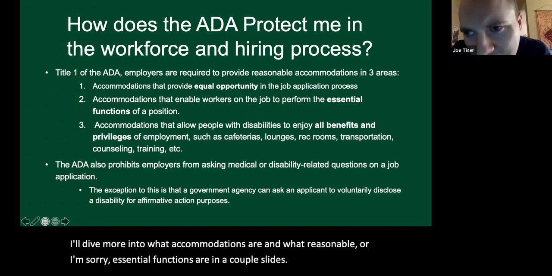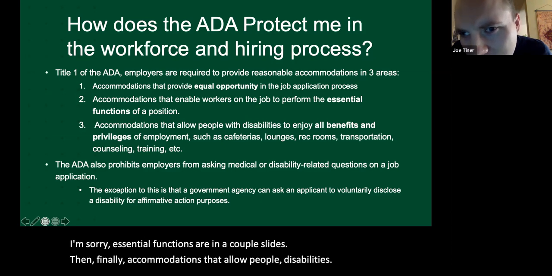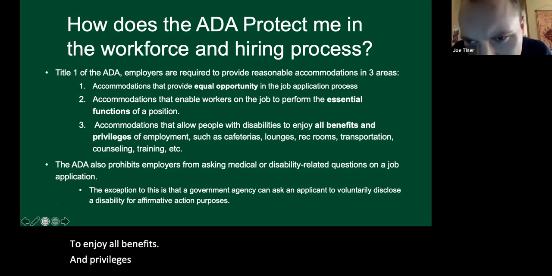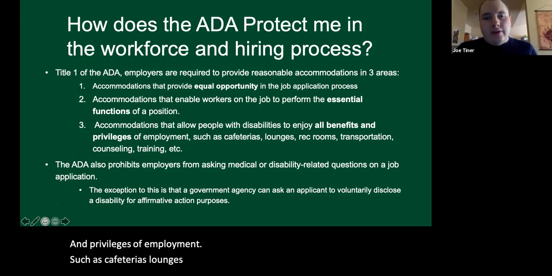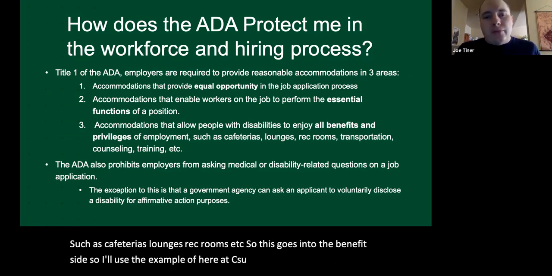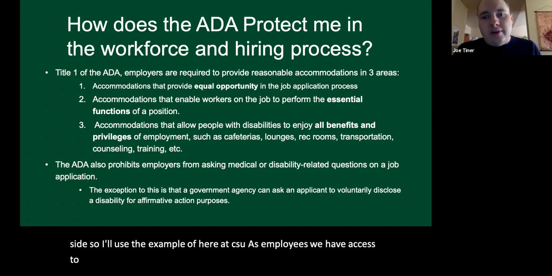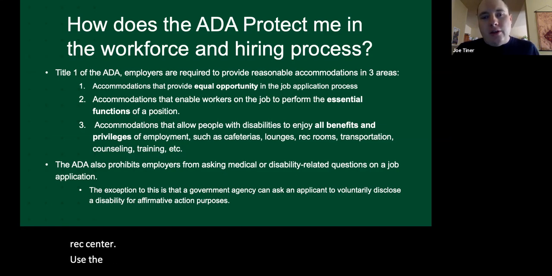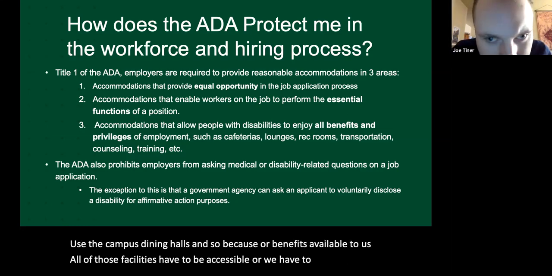And then finally, accommodations that allow people with disabilities to enjoy all benefits and privileges of employment, such as cafeterias, lounges, rec rooms, etc. So this goes into the benefit side. I'll use the example of us here at CSU as employees. We have access to different resources, such as our medical benefits and paid time off, as well as things like buying staff passes to the student rec center and using the campus dining halls. Because those are benefits available to us, all of those facilities have to be accessible, or we have to be provided accommodations for them.